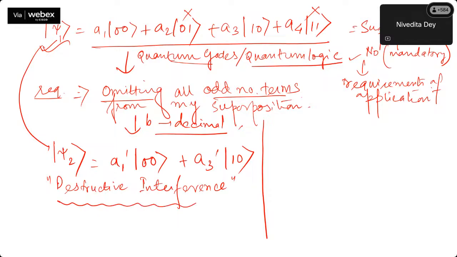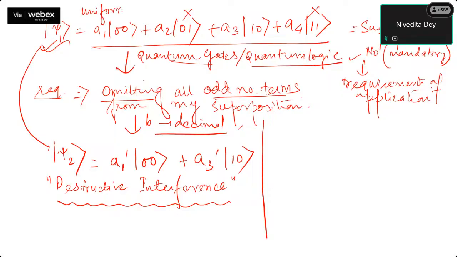This is destructive interference. Why? Because we have omitted, we have cancelled out a few terms out of the superposition. Now there will be certain changes here because of the destructive interference. What are the changes? So initially this was in uniform superposition.